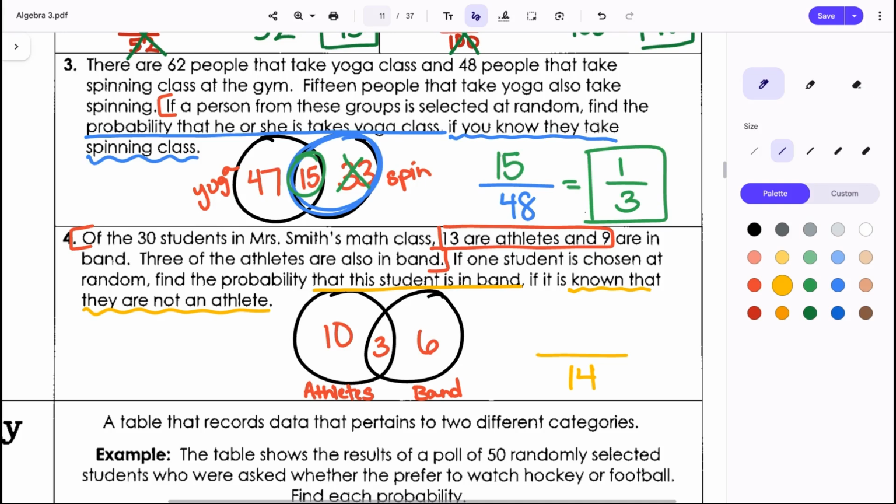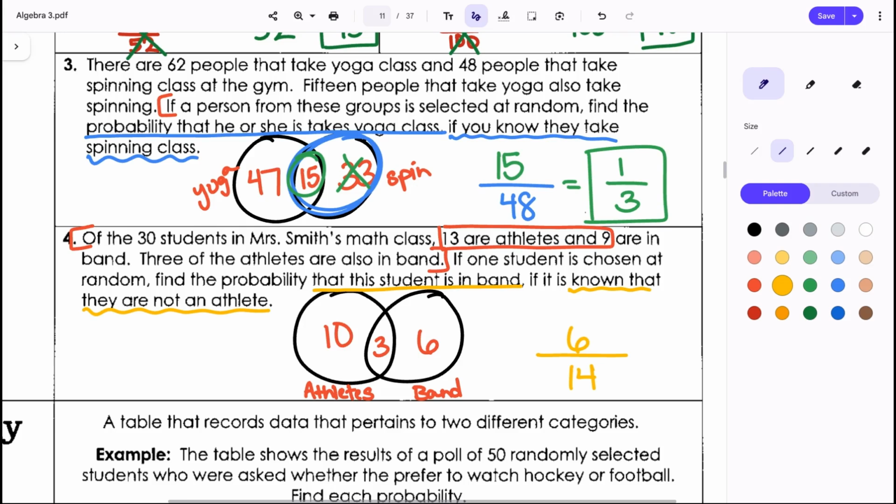That one's a little bit different than the last problem because we have to think about those kids that they didn't include. Okay, now it says on top here that this student is in band. How many are in band? Just band? 6. So 6 over 14. Yeah, Nevaeh. What do you mean 6 from?